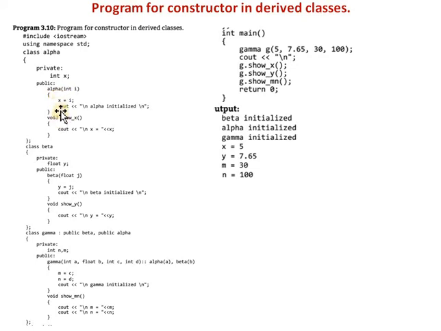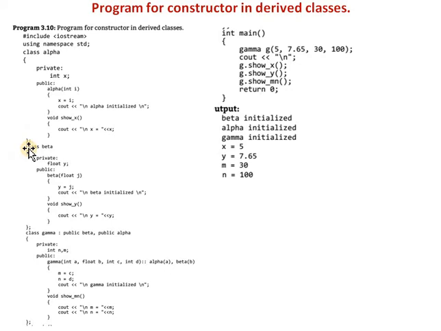Then the message is displayed: alpha initialized. And there is one member function in the alpha class, showx. This function displays the value of the x parameter. This is the class definition for the alpha class.